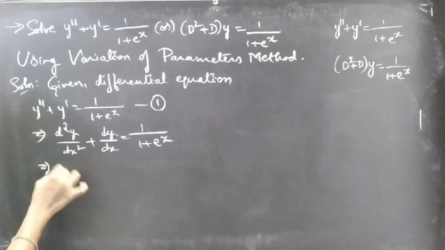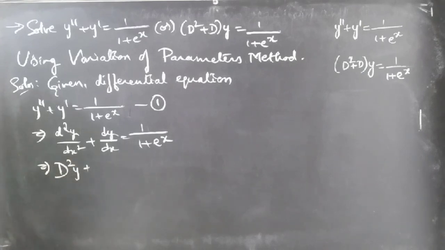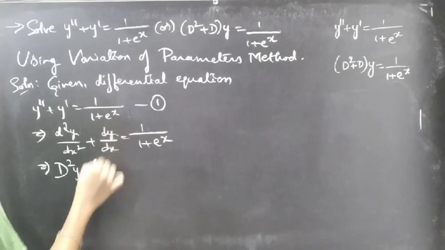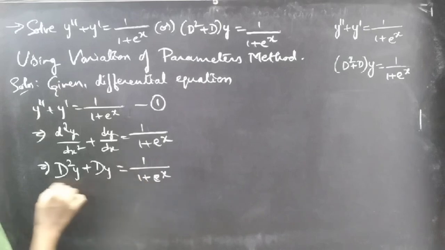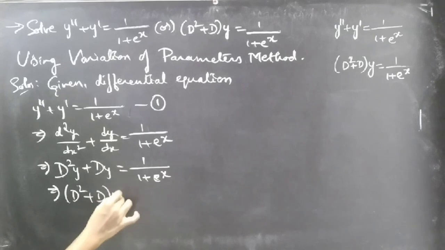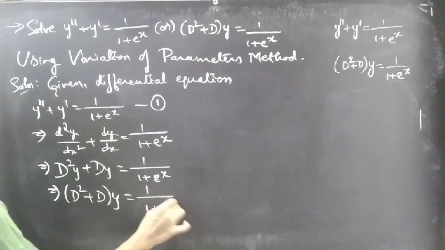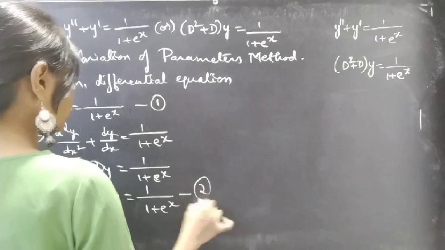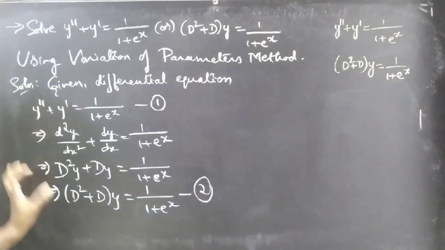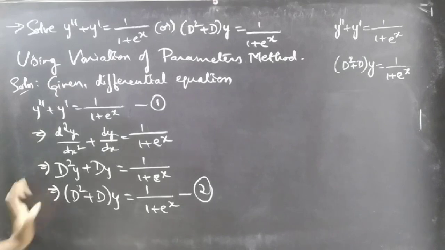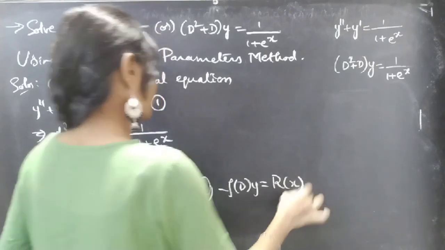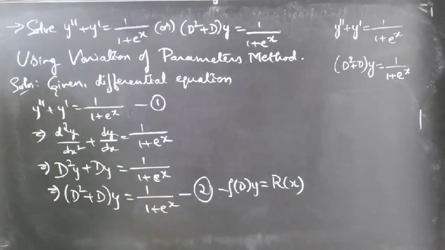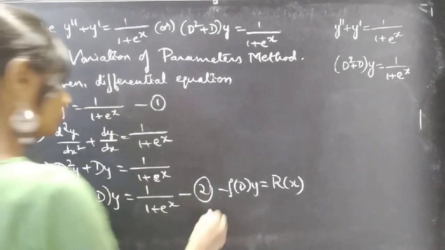Now write d²y/dx² as D²y, where D is the differential operator. Let's write dy/dx as Dy, equal to 1/(1 + e^x). Now take y common from these two terms, and we'll get (D² + D)y = 1/(1 + e^x), which is in operator form. Equation 1 in operator form is equation 2, right? So f(D)y = R(x), where f(D) is D² + D and R(x) is 1/(1 + e^x).